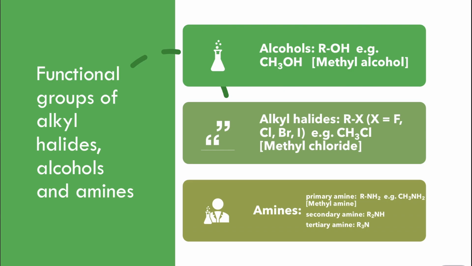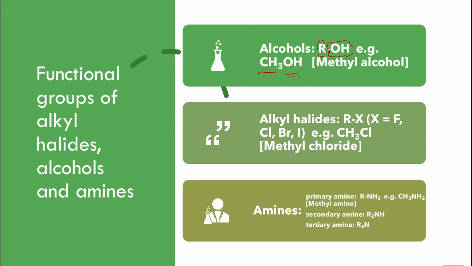and we said that for alcohols, the functional group is an OH. So simply you have an alkyl group, which is an R. This R here is the alkyl group, and the OH is the functional group. The importance of the functional group is that this is the group that is responsible for the physical and chemical properties of this series of compounds. The simplest example of alcohols is going to be methyl alcohol, which is a methyl group attached to an OH.